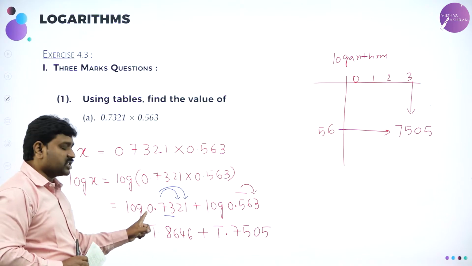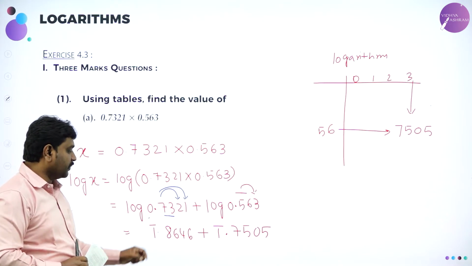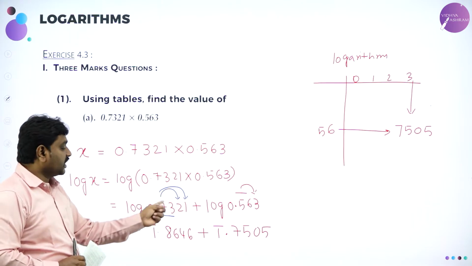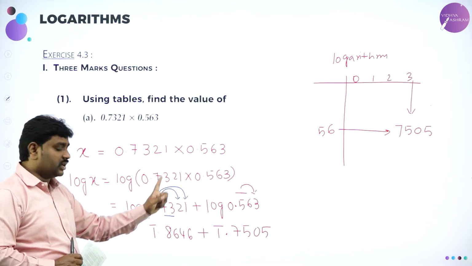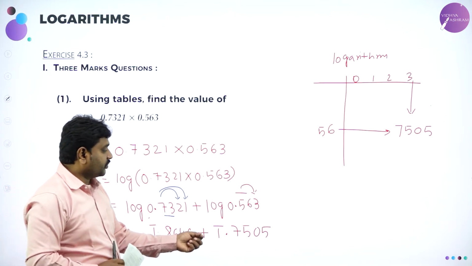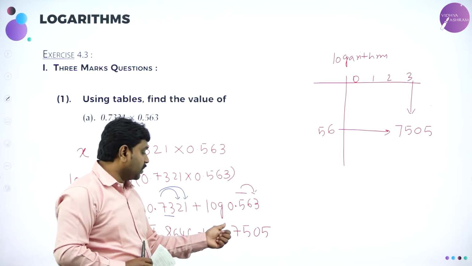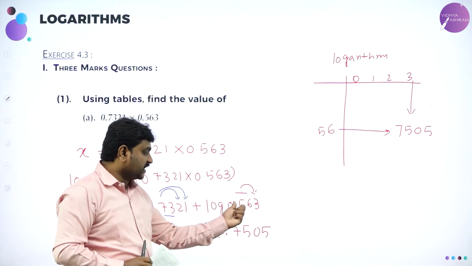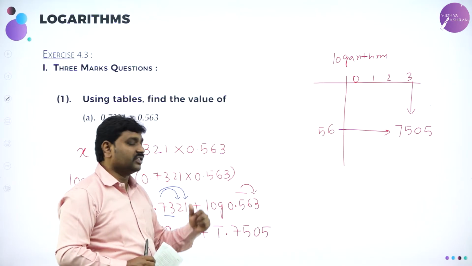So first number, before decimal we have 0. So that's why it is bar 1. And 73 under 2 you see, you will get 8645. Then under 1 mean difference if you see, it will be 1 and add it, you will get this. Then 0 point means characteristic is bar 1. If you have 0 point, then it is bar 1. Then 56 under 3 in log table, if you see, you will get this.